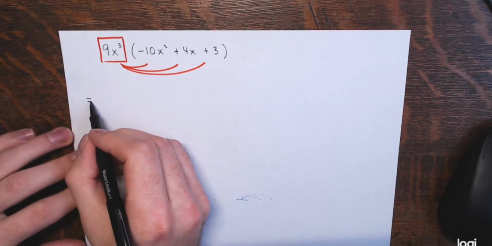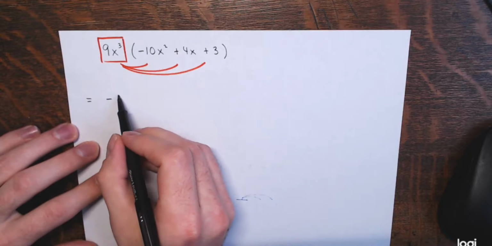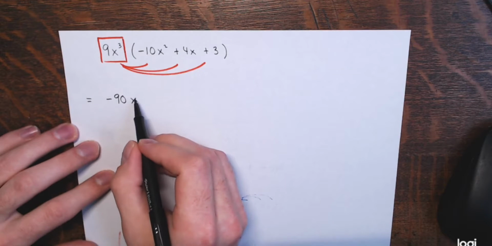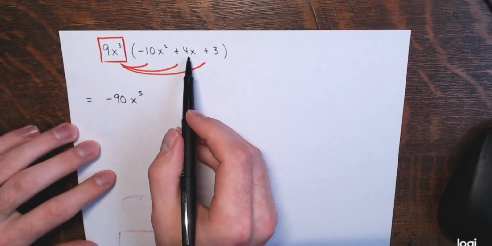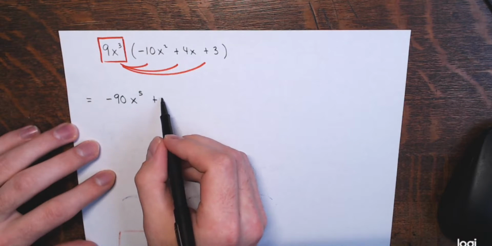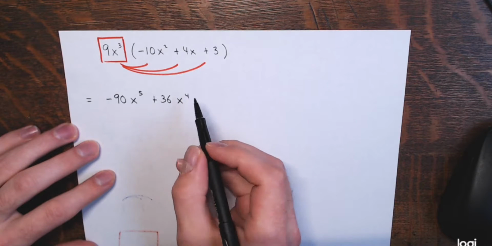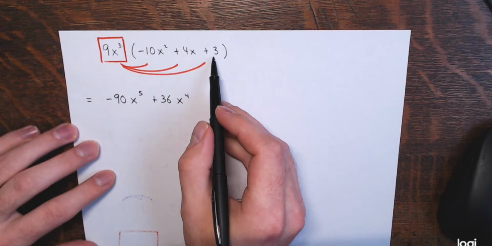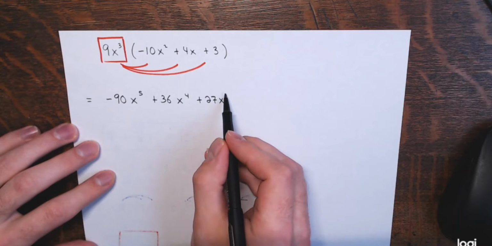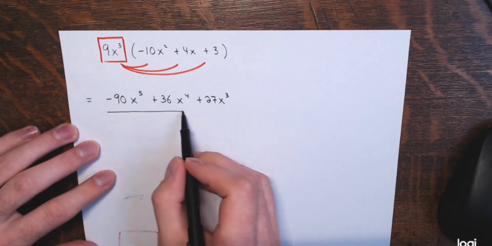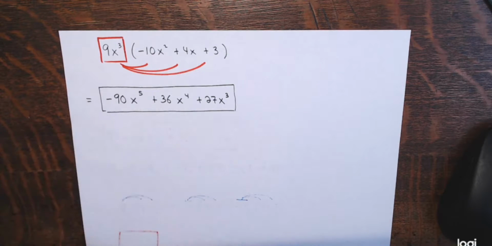Now 9x cubed times negative 10x squared would be negative 90x to the fifth. Alright, and then 9x cubed times positive 4x would be positive 36x to the fourth. And then 9x cubed times positive 3 would be positive 27x cubed. And none of these terms are like. Can't add any of these together. So there you go. There's our product.